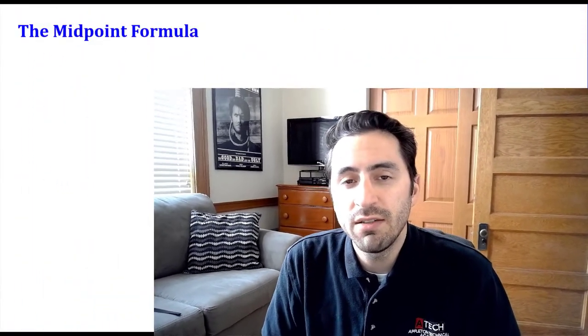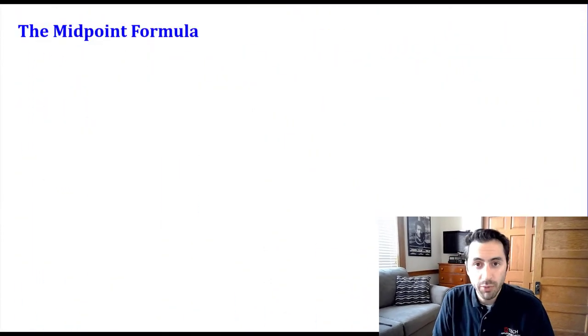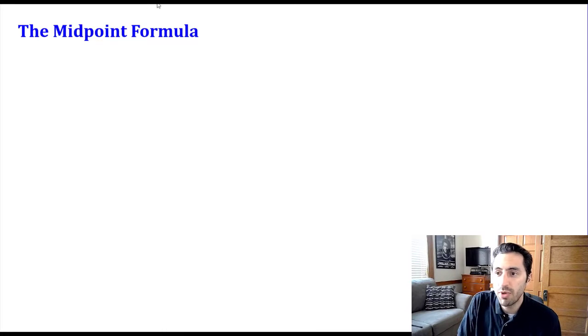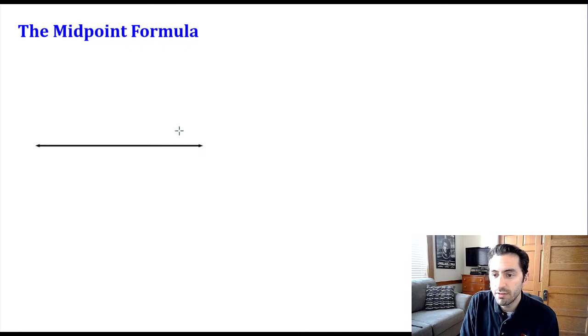So we want to be able to use the midpoint in the coordinate plane. So we're going to come up with a formula using x's and y's that will allow us to easily find the coordinates of the midpoints. So let's start by looking at a generic graph. So let's start with some axes.